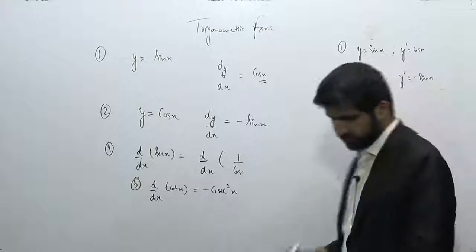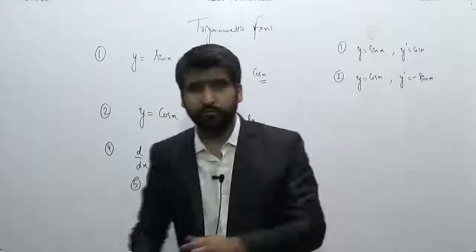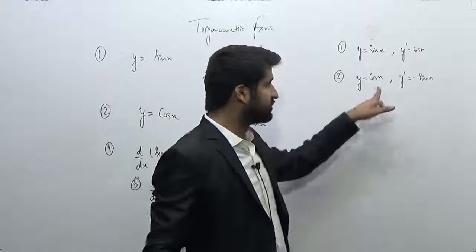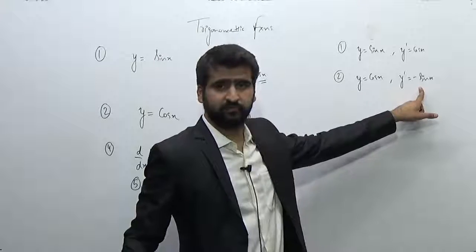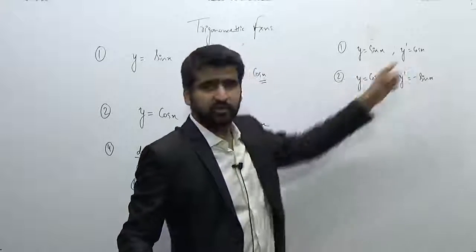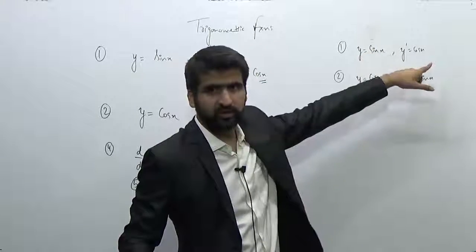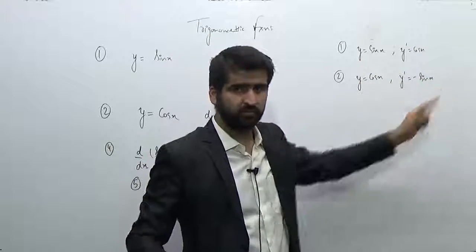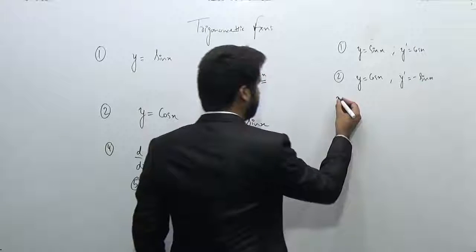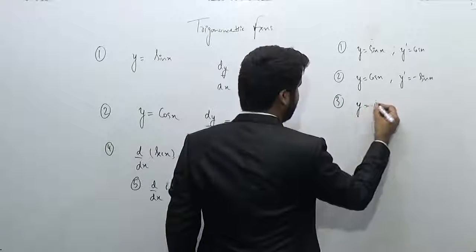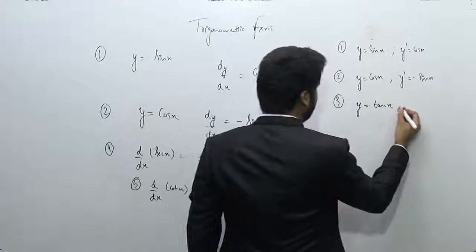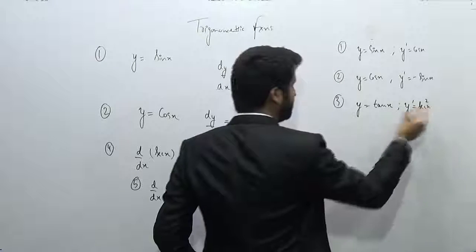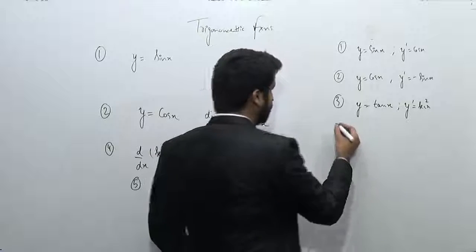So the first two are pretty easy to remember, that if we have sin x function, the differentiation will be cos x, and in the case of cos x, I will get minus sin x, right? All the trigonometric ratios are getting reversed, sin x converted into cos x and cos x into sin x, but in the case of cos x, I am getting a minus sign in addition. And the third one is, if y is equal to tan x, in that case, y dash is equal to sec square x. This can be easily proved by quotient rule.